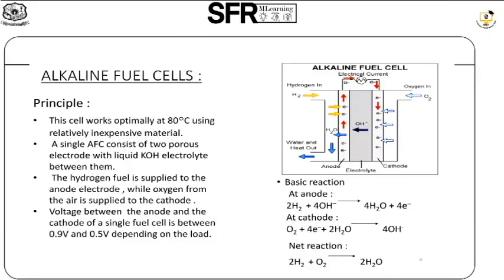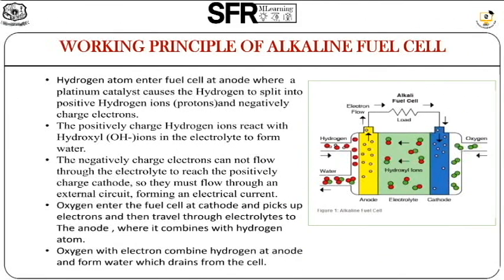Let us now see the working principle of alkaline fuel cells. This cell works optimally at 80 degrees Celsius using relatively inexpensive material. A single alkaline fuel cell consists of two porous electrodes with liquid potassium hydroxide electrolyte between them. The hydrogen fuel is supplied to the anode electrode while oxygen from the air is supplied to the cathode. Voltage between the anode and cathode of a single fuel cell is between 0.9 volts and 0.5 volts depending on the load.